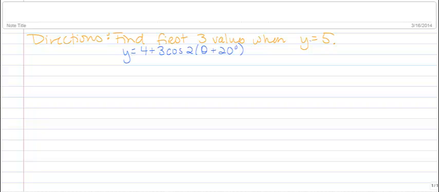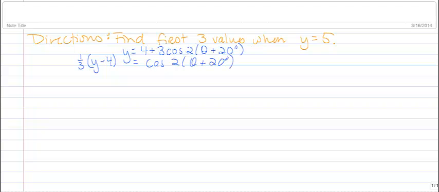All right, what we're going to do for this problem is the directions are to find the first three values when y equals 5. First step is going to be to get theta in terms of y. So let's start stripping all of this stuff away to get theta by itself. First step obviously is going to be to subtract the 4. And then you're going to have that division by 3. So let's subtract the 4. Now, dividing by 3 is the same thing as multiplying by 1/3. So you can just do that. All right, and then you're left with this beauty over here.